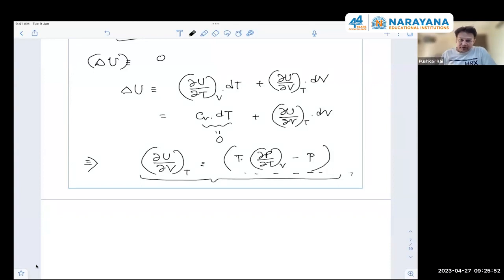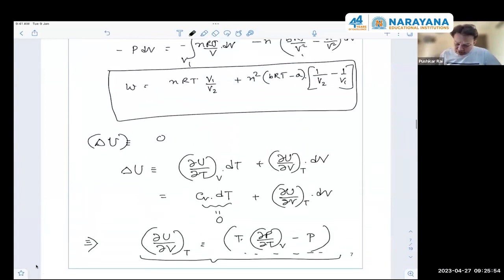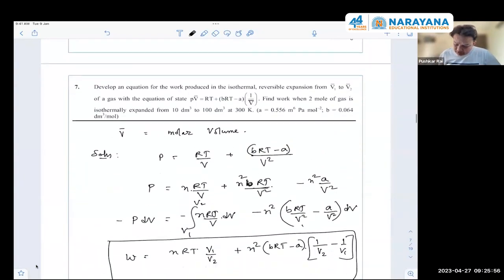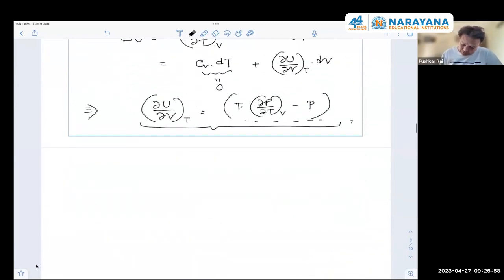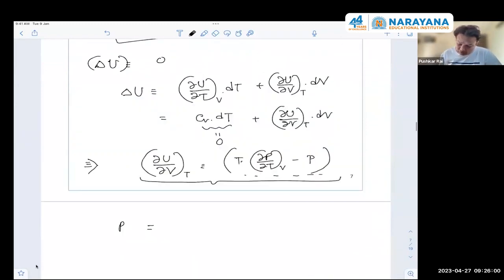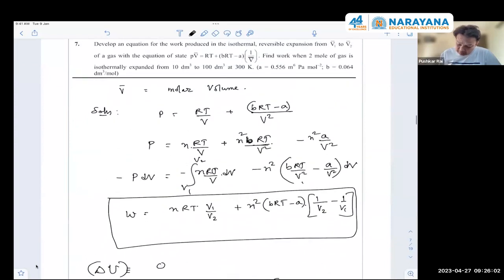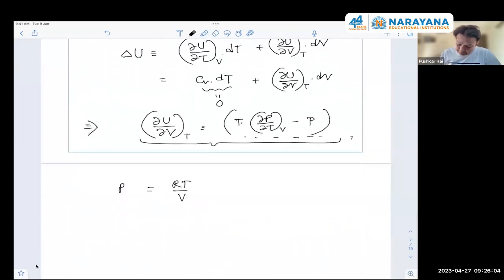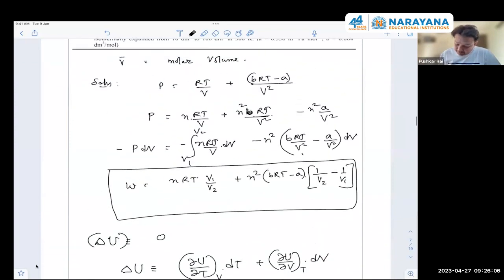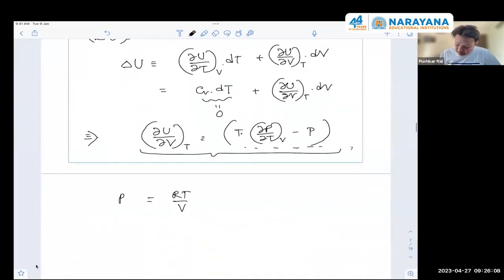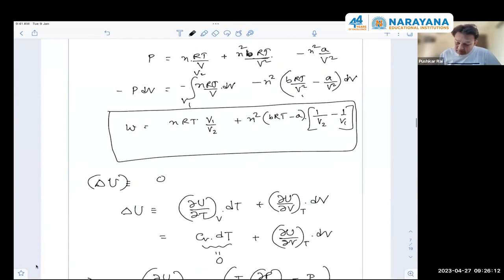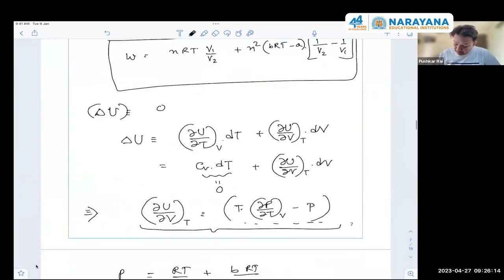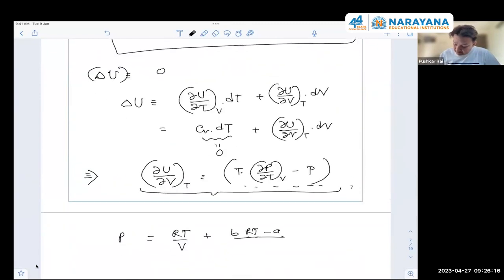Now, can you do it? So we already have this equation, which is looking very peculiar, which is P equals RT by V plus BRT minus A by V square.